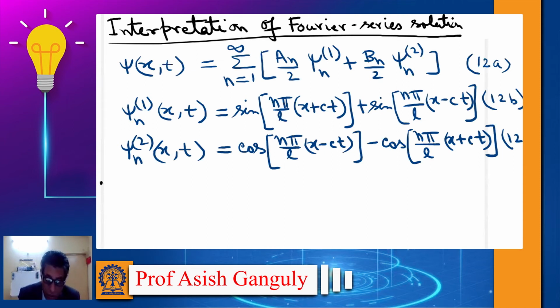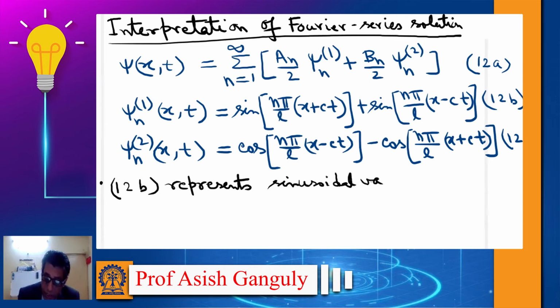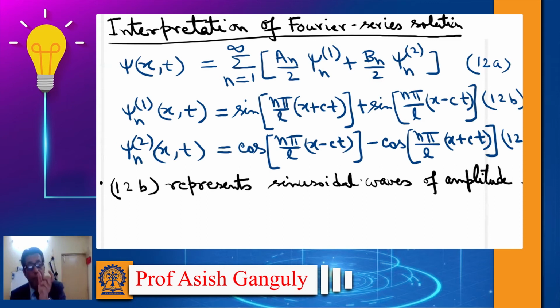First of all, note 12b represents sinusoidal waves of amplitude an by 2, because an by 2 is the prefactor of psi n1. Okay, this is the first thing.